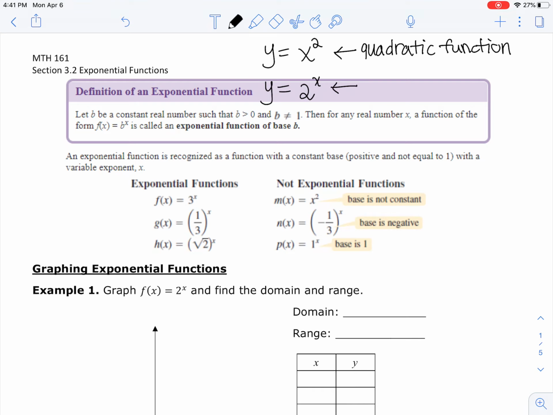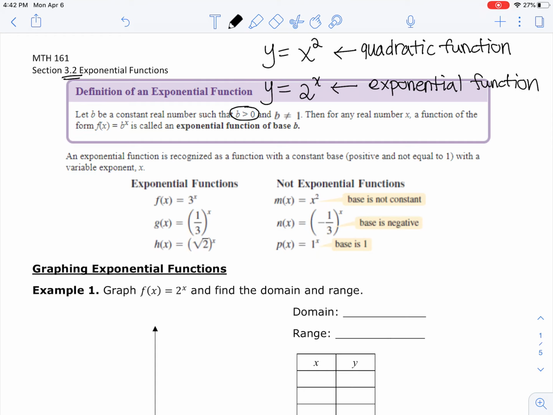What makes it an exponential function? Something like this: y equals 2 raised to the x power. If you have a variable, the x, somewhere in your exponent, those are going to be the exponential functions. We're working with the exponential functions and their inverse functions called logarithmic functions in Unit 3. In the first section, 3.2, we're just going to work with exponential functions and some of the application problems.